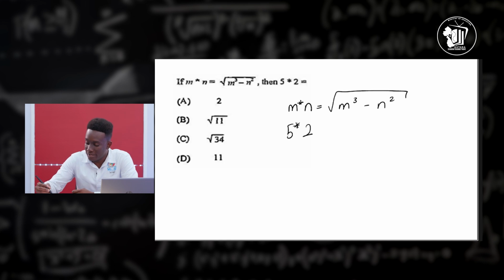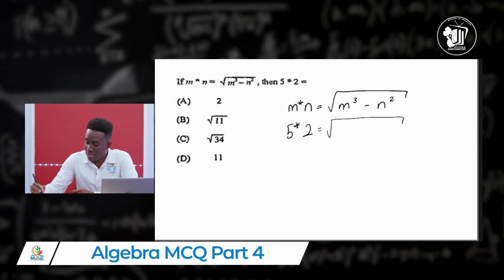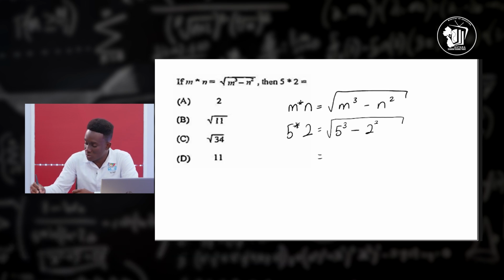So wherever I have m, I will replace and put 5. And wherever I have n, I will replace and put 2. So instead of m cubed, I'll have 5 to the third power minus, instead of n squared, I'll have 2 squared. So this will then give me the square root of 5 cubed will give me 125.